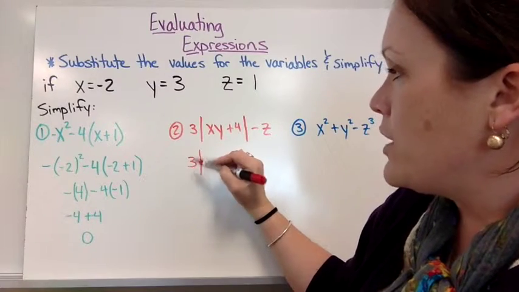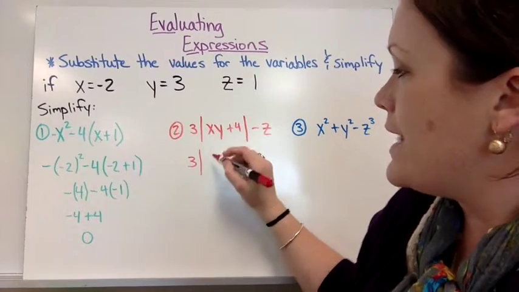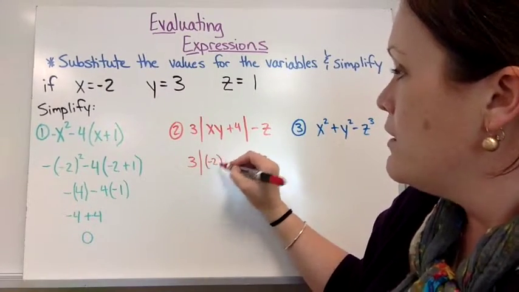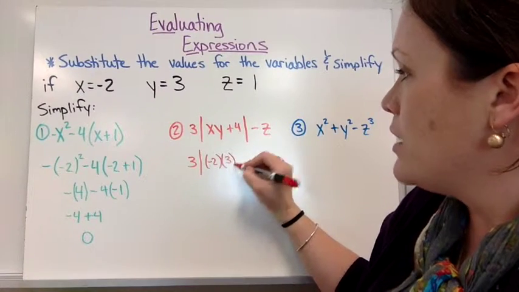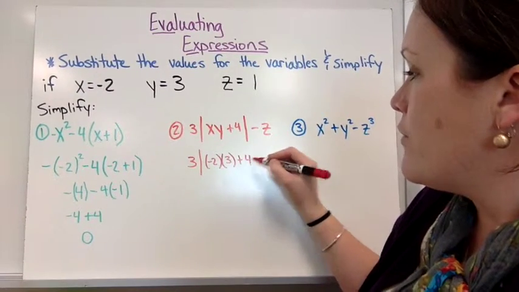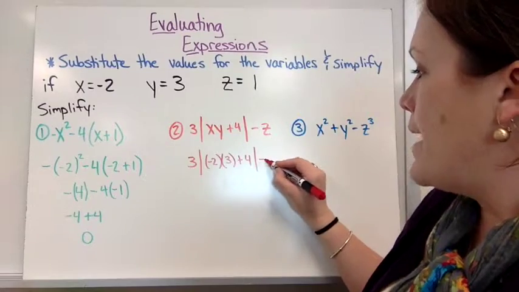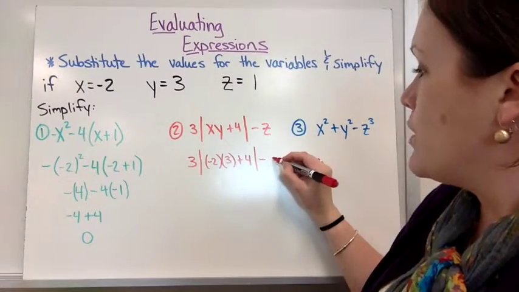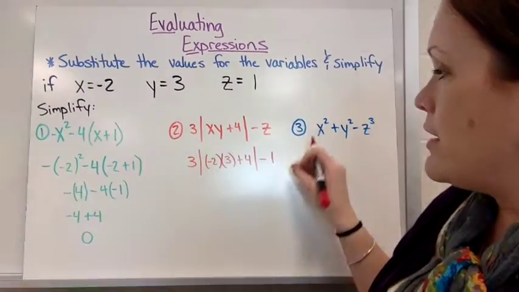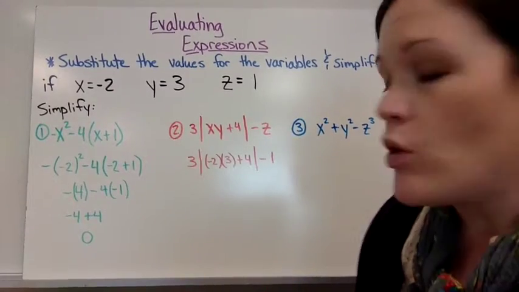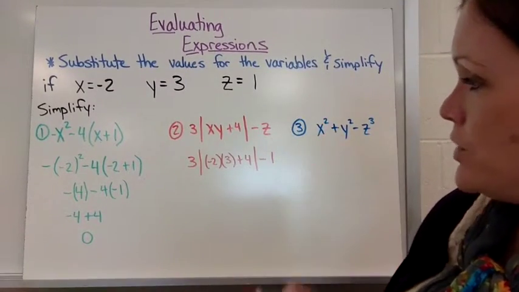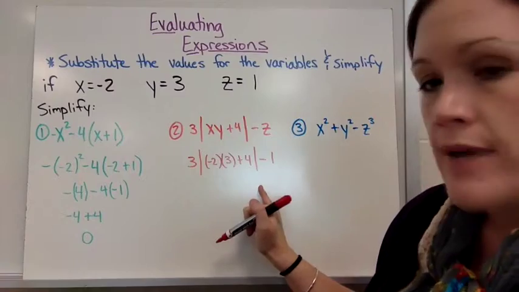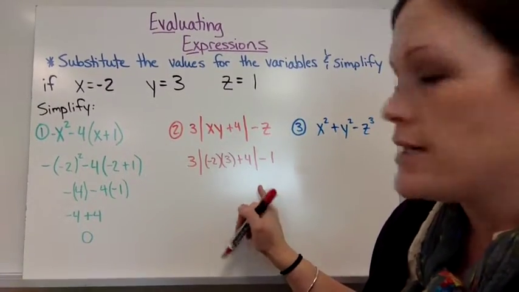Keep the 3 in the front. X is equivalent to -2. Y is equivalent to 3. Bring down the 4. Minus z, which would be 1. And again, we don't have to worry about parentheses with the z because we won't make a mistake that that's -1. But it's good to keep these absolute value symbols till you're really ready to take them away.